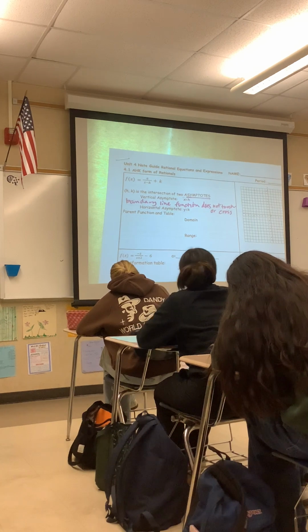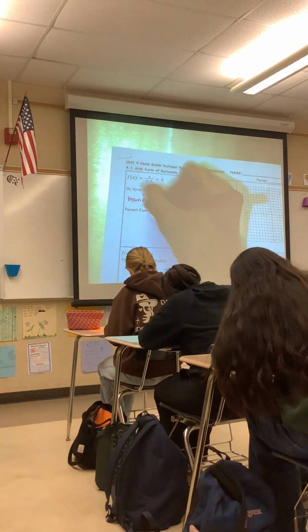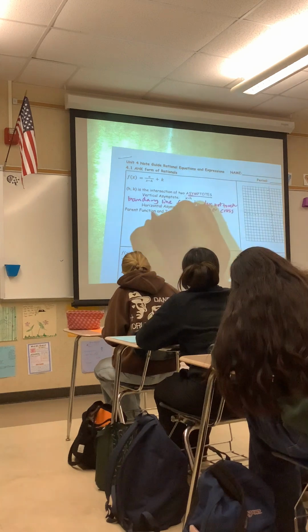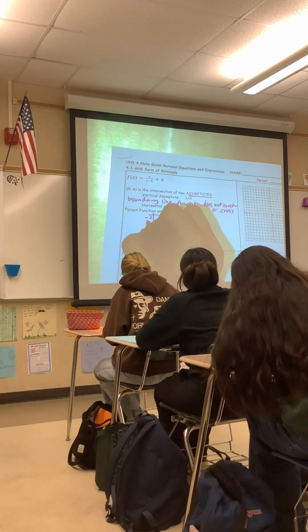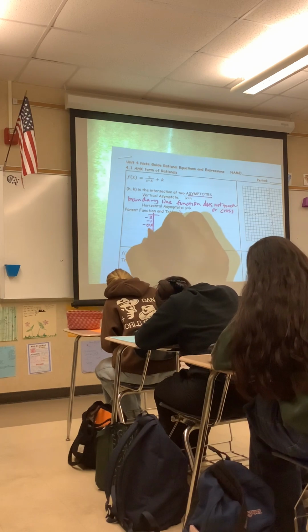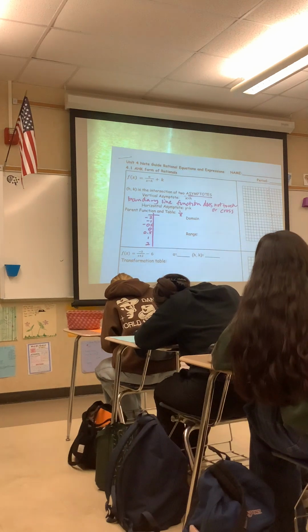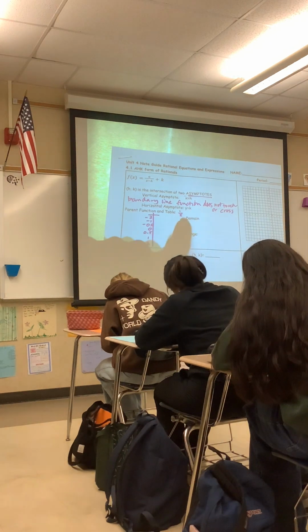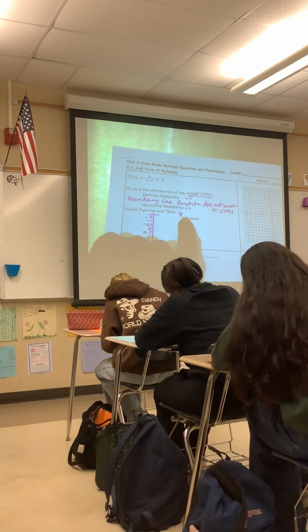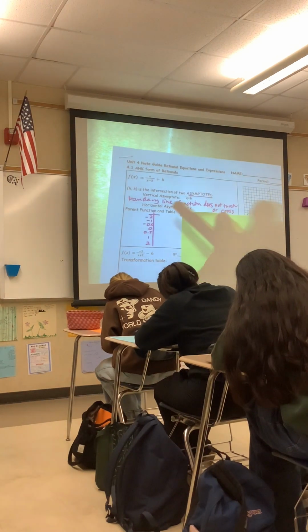For this function, the parent is 1 over x. And so when we're plugging into the parent t table, plugging in -2, -1, and then we're going to plug in -0.5, 0, 0.5, 1, and 2. When we plug these in, we're dividing them by x. And so to do that, we're going to get our y values.